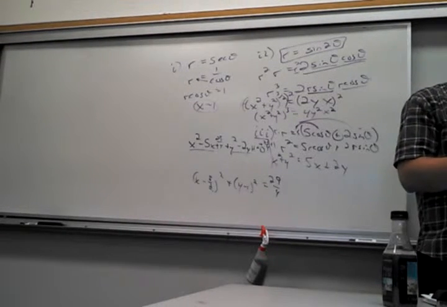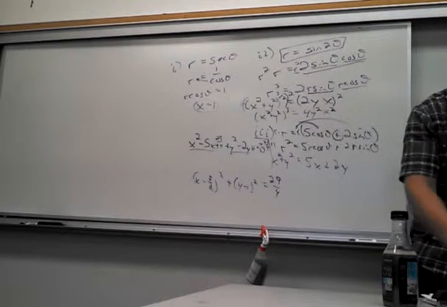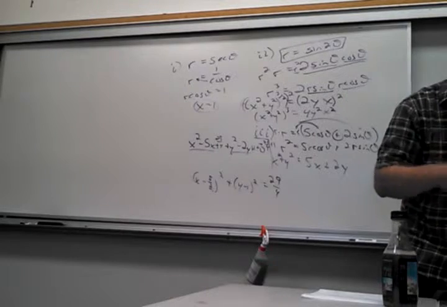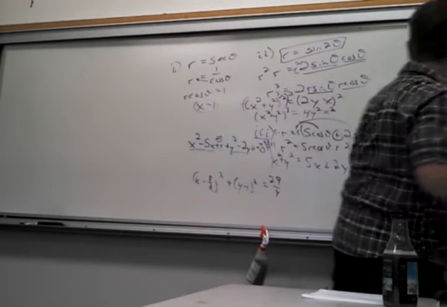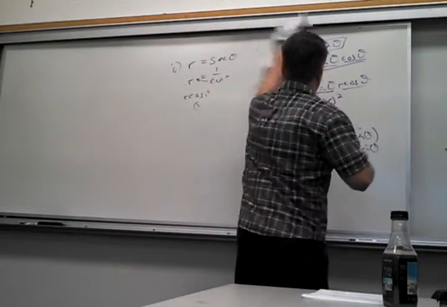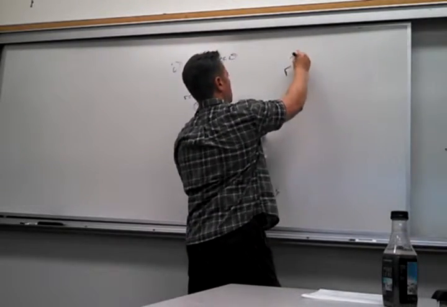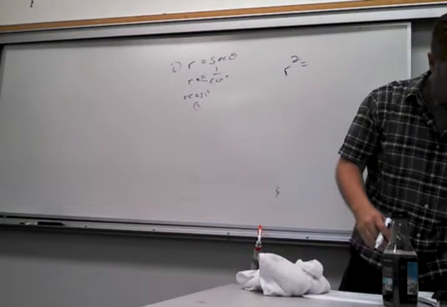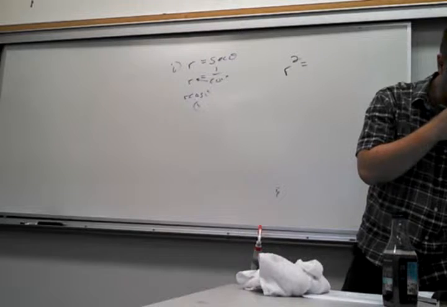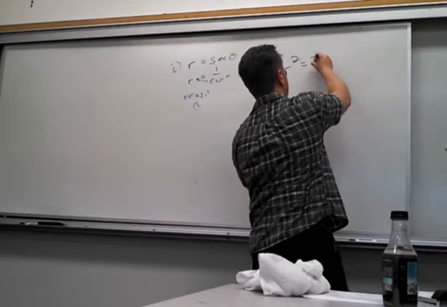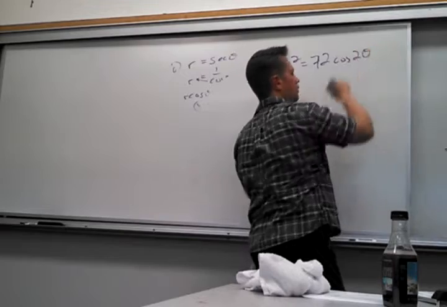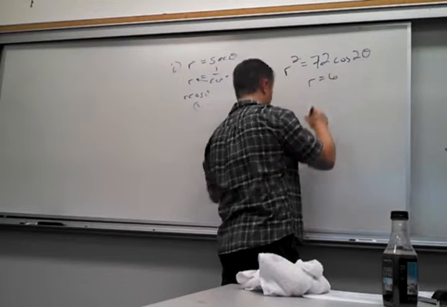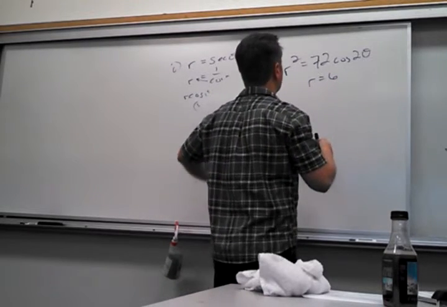Can we do a problem from section 10.4? Sure. It's r squared equals 72 cosine 2 theta, and r equals 6. The question says find the area of the region that lies inside the first curve and outside the second curve.